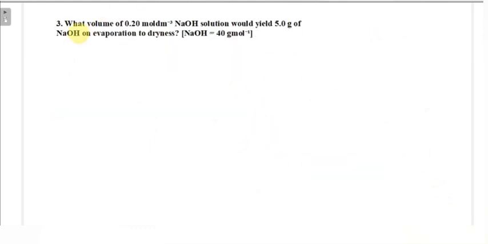Okay, question 3. What volume of 0.20 mole per dm cube of sodium hydroxide solution will yield 5.0 gram of sodium hydroxide on evaporation to dryness? Molar mass of sodium hydroxide is 40 gram per mole. Well, again, I'm going to use solubility is equal to reacting mass over molar mass times 1000 divided by the volume in cm cube. So this is the volume they asked us to look for.